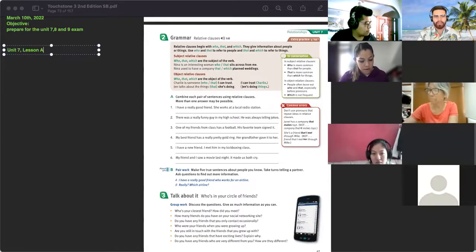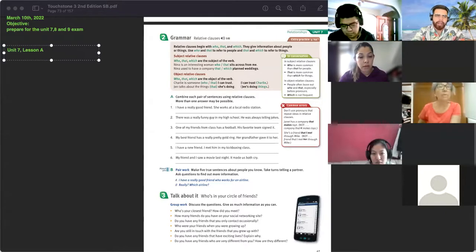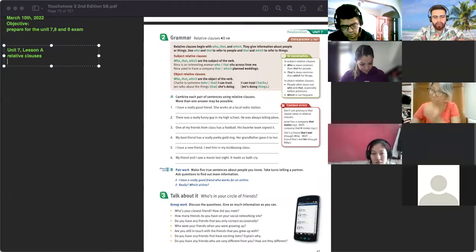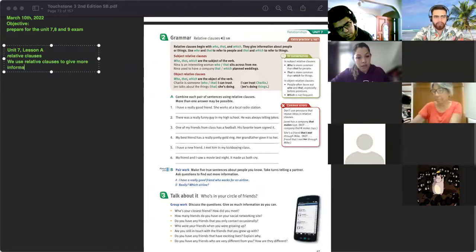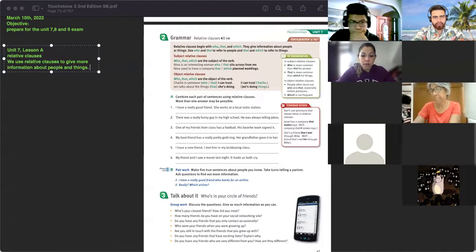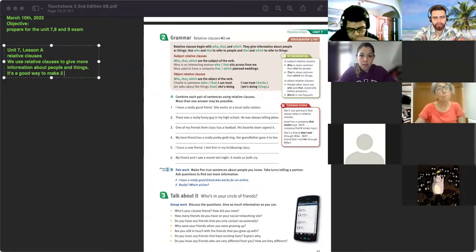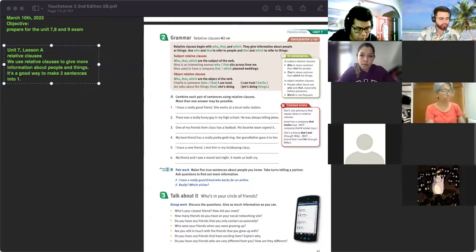Unit 7, Lesson A. Here we practiced relative clauses. Remember, we use relative clauses to give more information about people and things. It's a good way to make 2 sentences into 1. So we have 3 relative pronouns.